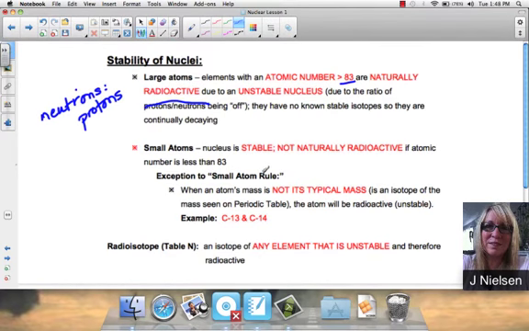But there is an exception to the small atom rule. When an atom's mass is not its typical mass, meaning we have an isotope, a mass that is not seen on the periodic table, then the atom will be radioactive or unstable. So we always want to be looking at our periodic table while we're calculating the neutron to proton ratio. Radioisotopes, table N is also a really good source of information because it lists any element that is automatically unstable that you need to know about.